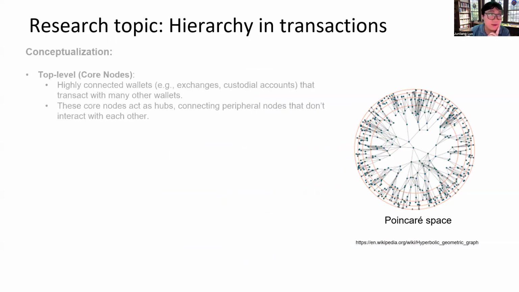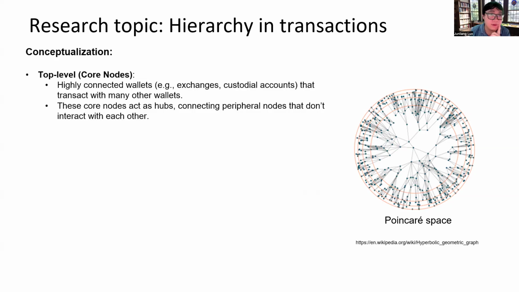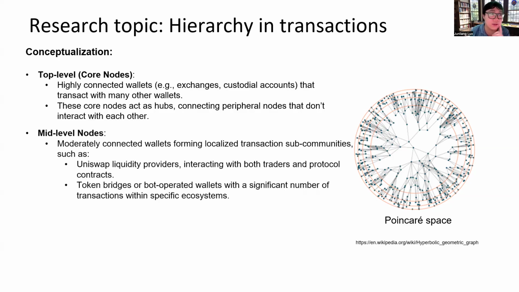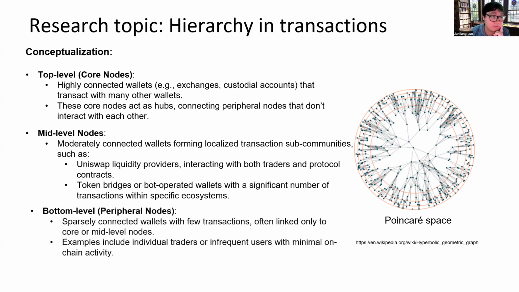I will be quick. A different research topic is that you can do hierarchical analysis on transactions. Let's say you have core nodes, highly connected wallets like exchanges, middle-level nodes, and peripheral bottom-level nodes like sparsely connected wallets. The blockchain transaction graph is so big, and a lot of nodes have just one transaction and a small amount of money. It's not that important. I can create a wallet, send 0.0001 Ethereum to it, and never use it again, right? When we analyze them, those are not our interest.